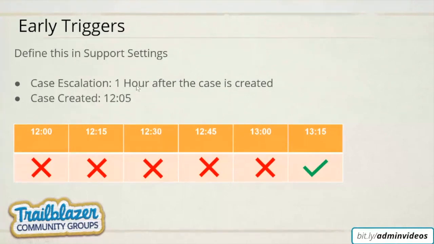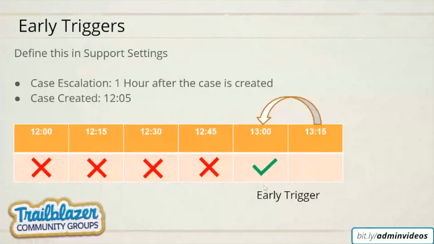So ideally, the 1 hour window happens at 1:05, but it is getting delayed by 10 minutes and the SLA is getting breached because it was not escalated within the 1 hour window timeline which you have. So to overcome these kind of problems, you have early trigger settings. If you enable early trigger setting, it will trigger on the previous check instance.